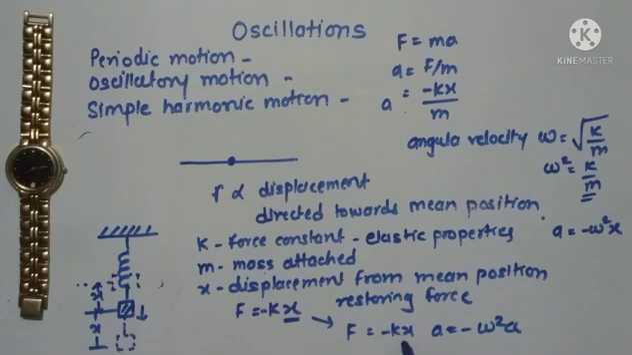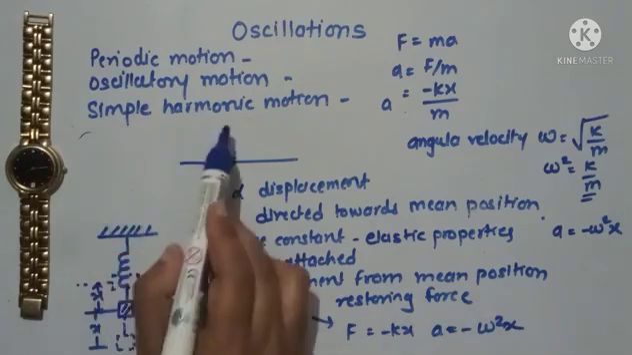and this restoring force is always directed towards the mean position. Acceleration is also directly dependent on the displacement of a particle. So in a simple harmonic motion, the force and the acceleration are directly proportional to the displacement, and they are always directed towards the mean position. So this is what is called a simple harmonic motion.